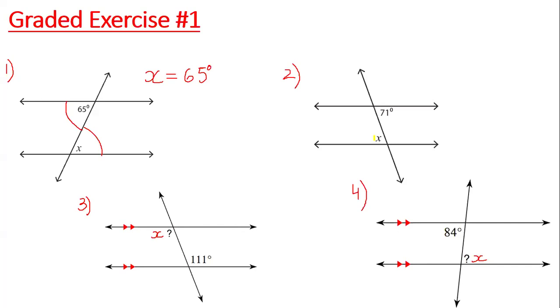Write this down for me, please. I want you to show the Z shape. This is the Z shape right there. So if this is 65, this must also be 65 as well. Do you all see the Z shape?